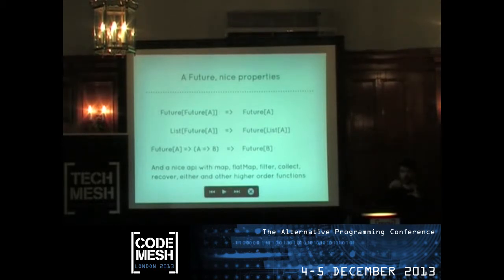I get a future. I'm only interested in certain values, otherwise I want a failure. I can do that. I can collect some kind of thing. I can recover from errors and provide other kinds of values, and so on and so on. I can say I got two futures, and I want just the first that happens, or the first one that doesn't fail, and all these kinds of things.